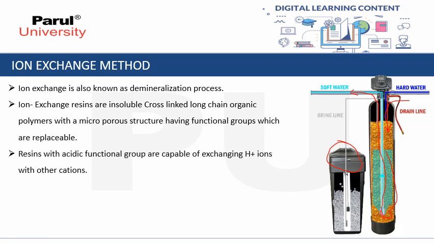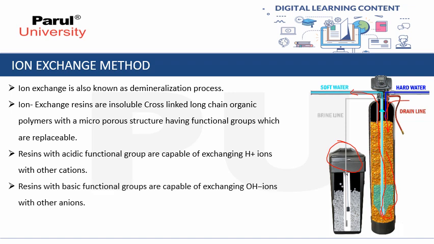So in the ion exchange method, the resins with acidic functional groups are capable of exchanging the hydrogen ion, H plus ion, with other cations. The resins with basic functional groups are capable of exchanging OH minus ions with other anions.